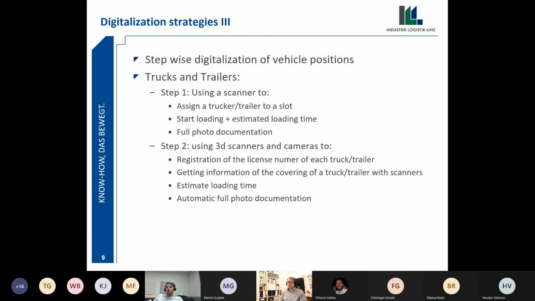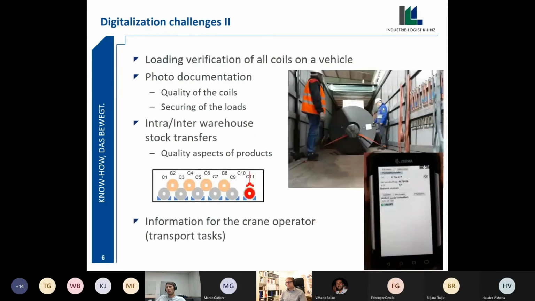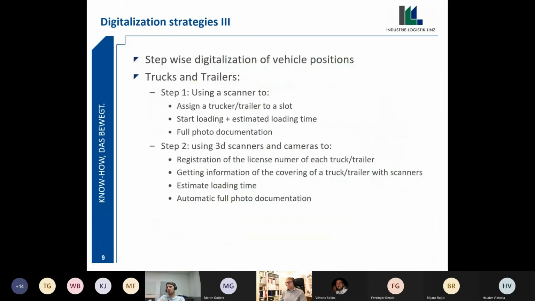Yeah, we want to digitalize our vehicle positions step by step. So for trucks and trailers, in the first step, we're using a scanner, as shown in the picture before. Maybe flash here our Zebra. So we have several scanners. With these scanners, we want to assign trucks and trailers to specific slots. We can also say when the loading should begin and the estimated loading time. And we also do the full photo documentation with the scanners, with the photo documentation tools we already have.